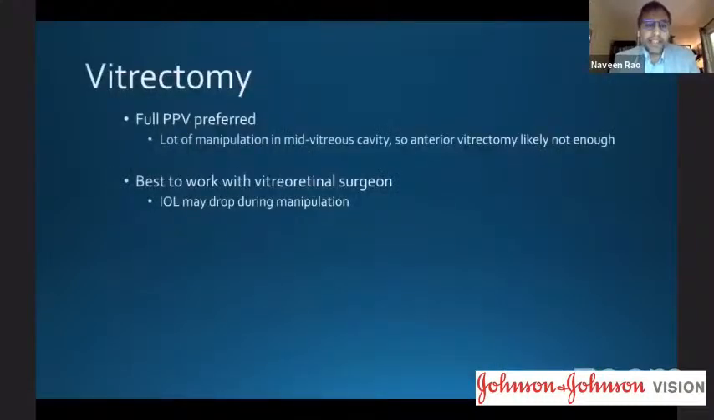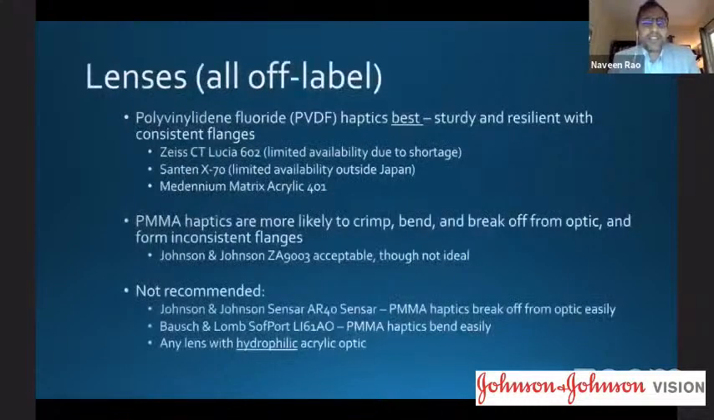I suggest doing a full pars plana vitrectomy for these surgeries, especially in your early cases, because there is a lot of manipulation on the lens in the mid-vitreous cavity. And so I feel anterior vitrectomy is likely not enough to avoid the kind of vitreous traction that distinguished speakers earlier were already describing. And for this, I like to work with a vitreoretinal surgeon, partly because the lens sometimes drops during manipulation.